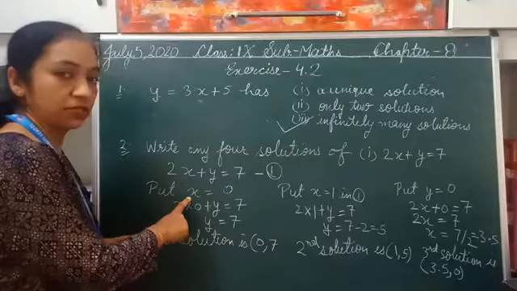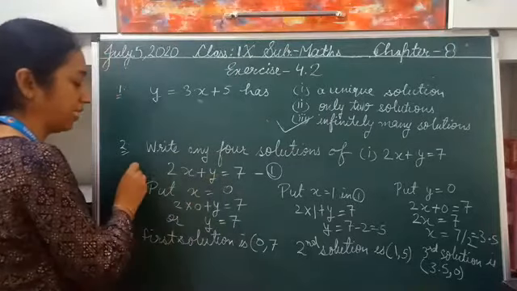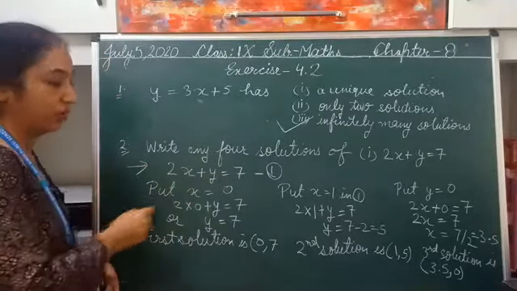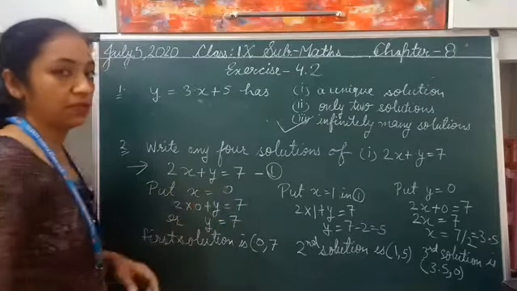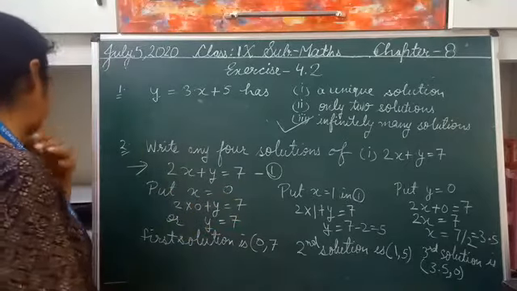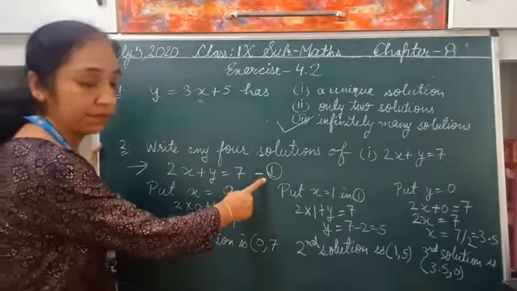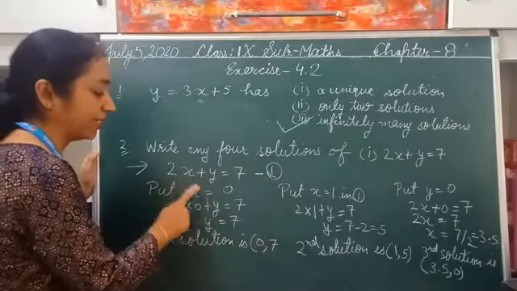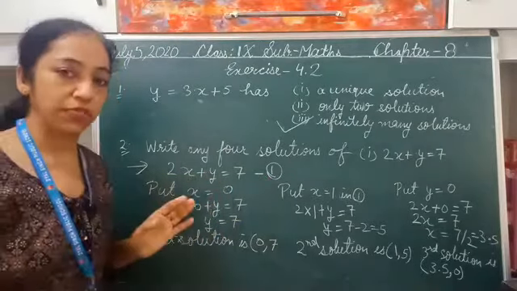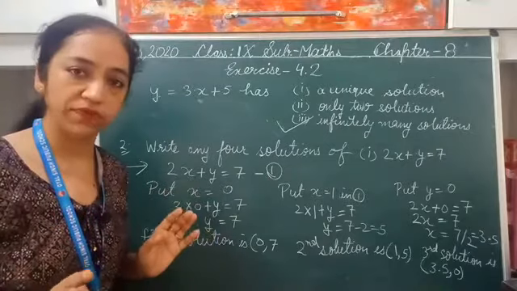मैंने x को 0 assume किया है. My equation is this. I have started the solution from here. 2x plus y is equal to 7. I have given it equation number 1. Now in this equation, I have taken x is equal to 0. It's our choice. Whatsoever we want to assume, we will.